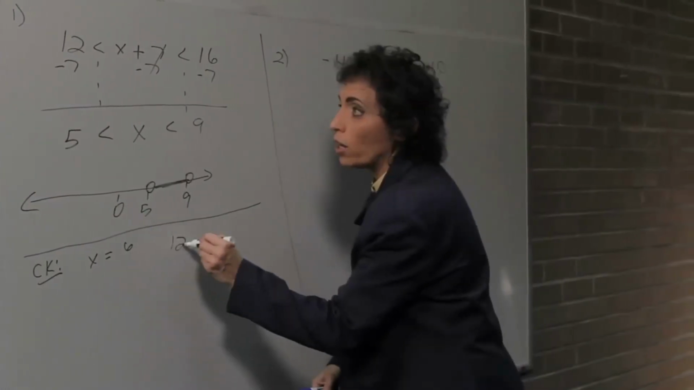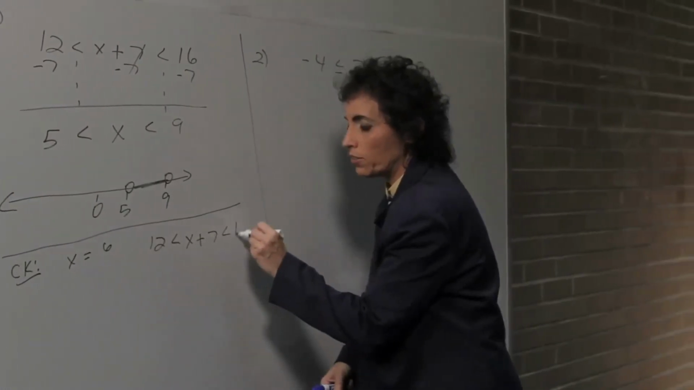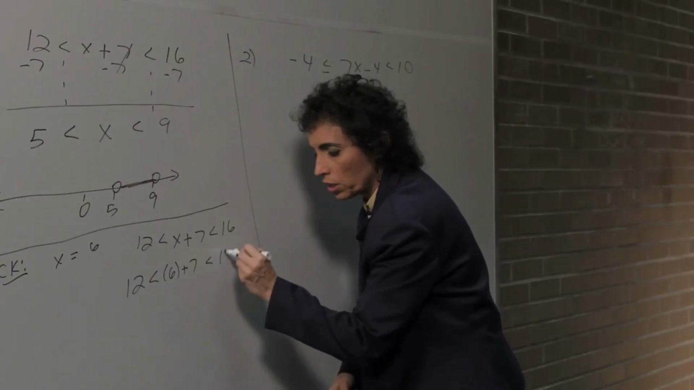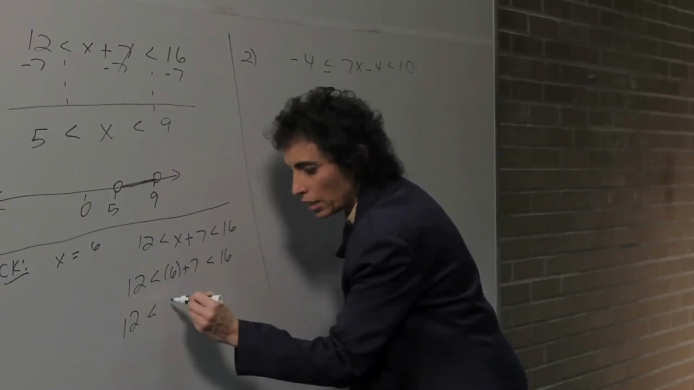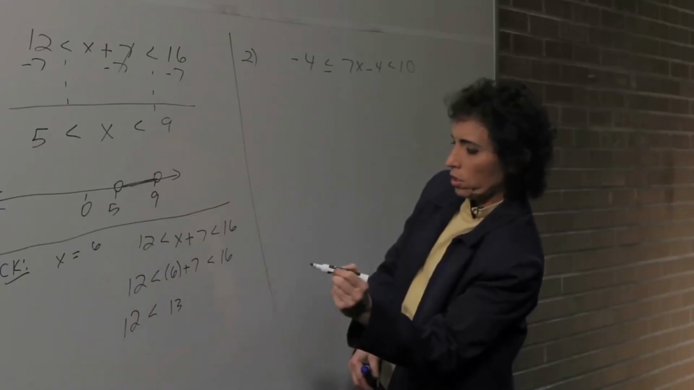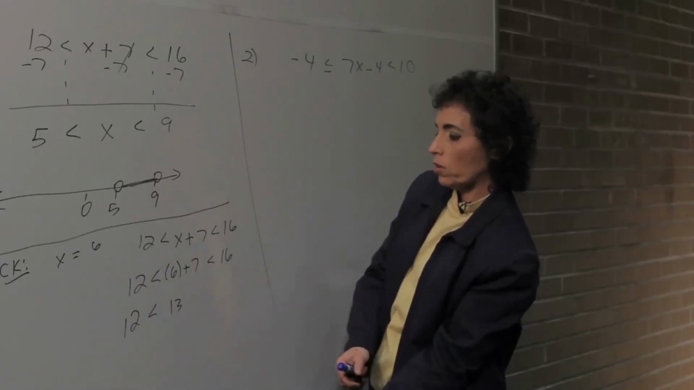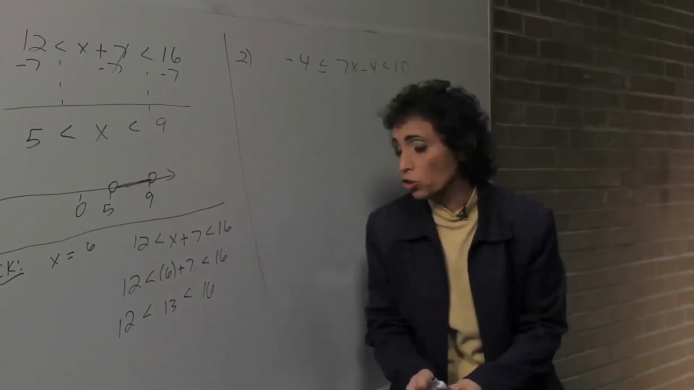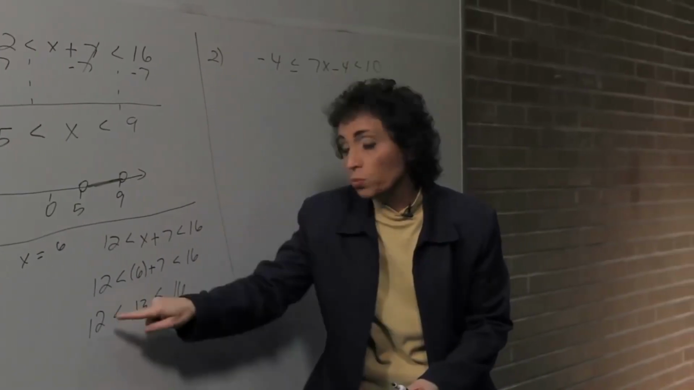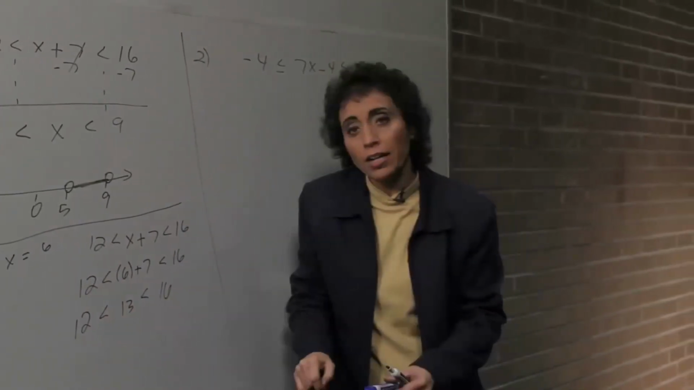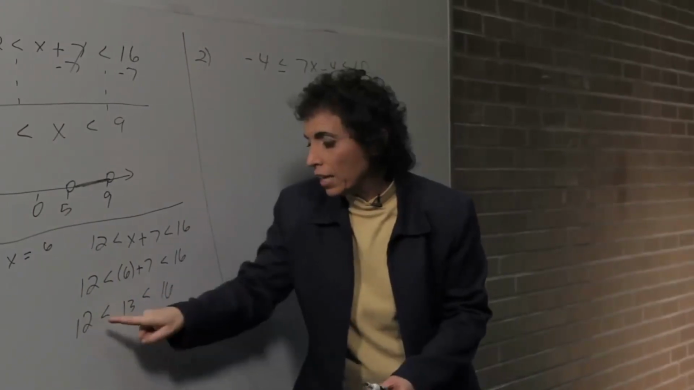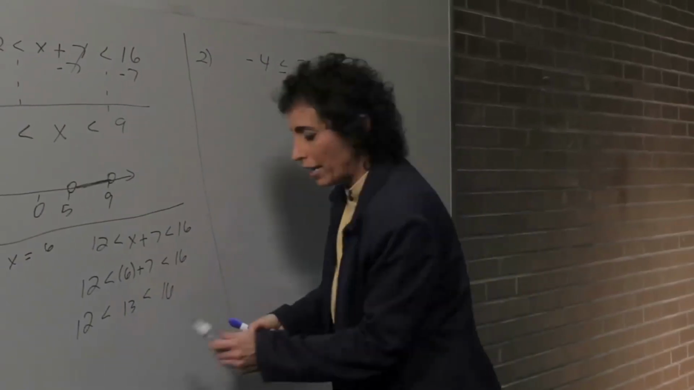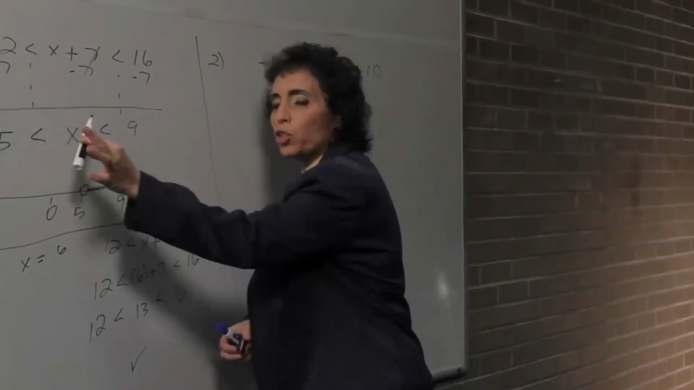Okay, 12 is less than x plus 7 is less than 16. 12 is less than 6 plus 7, which is less than 16. 12 is less than, oh yeah, that's right, less than. Oof, I'm losing my mind. 12 is less than 13 is less than 16. That's true. I'll give you the 2 reasons. 13 is between 12 and 16, right? 13 is between 12 and 16, and 12 is less than 13, and 13 is less than 16. So that checks out. So that is the check. There's 1 check, just a number between there.